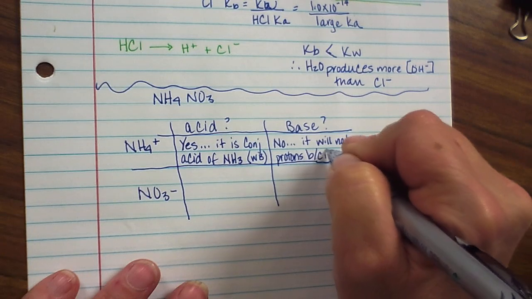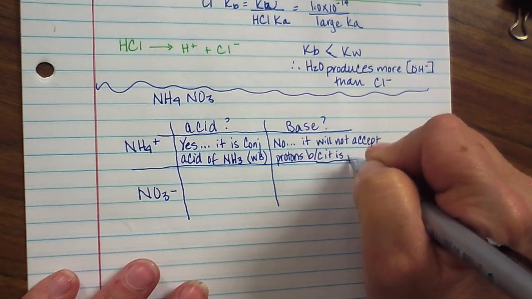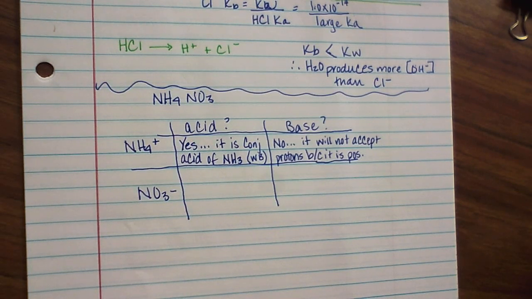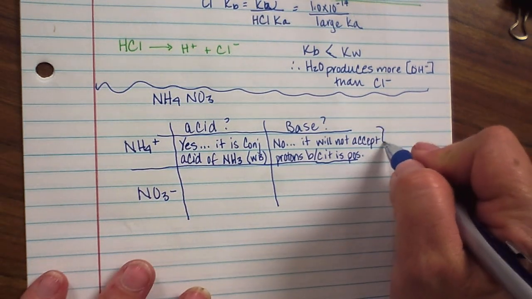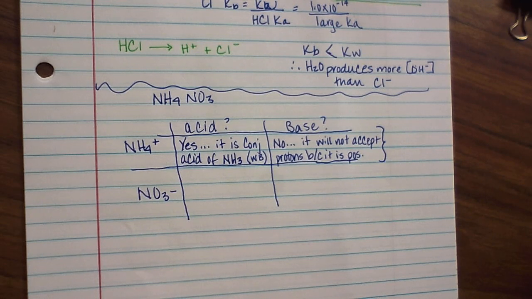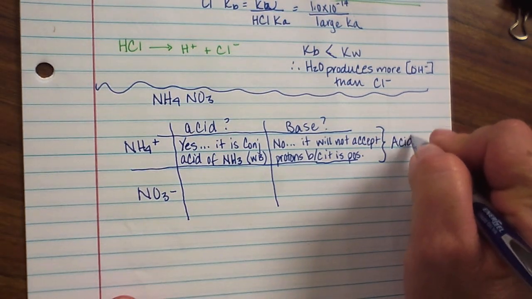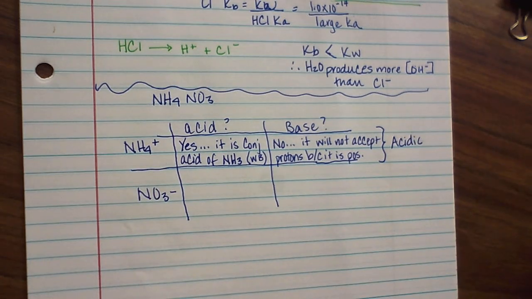Because it is positive. Positive, and positive does not attract. Okay, so now my summary here is, what has this done to the solution? It has made it acidic. How acidic? We're not worried about it right this minute. Because if it's acidic and neutral, then we're good to go, right? Acidic and acidic, we're good to go, okay.